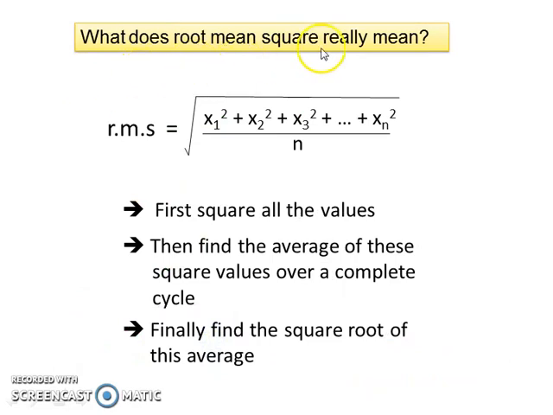What does root mean square really mean? In mathematics, the formula for RMS is equal to the square root of x1 squared plus x2 squared plus x3 squared plus up to xn squared, divided by n values. First you square all the values, then find the average of these squared values over a complete cycle, and finally find the square root of this average.